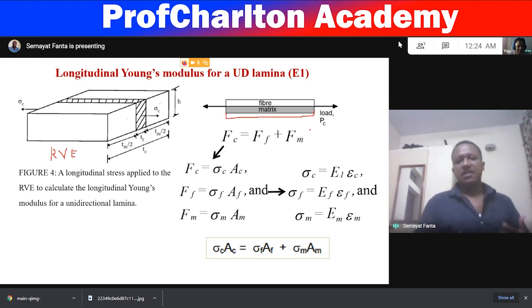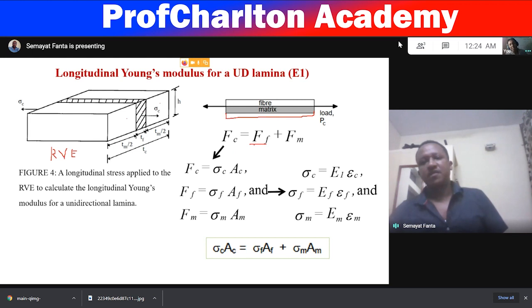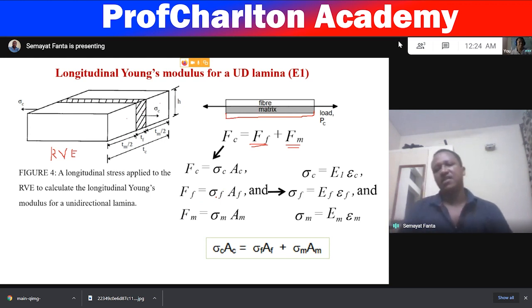Then the total force on the composite is the sum of the force on the fiber and the force on the matrix. Actually this is directly from the equation of equilibrium. There is no huge different logic in it. So the force on the composite is equal to the stress on the composite times the area of the composite, as we know stress is equal to force over area.